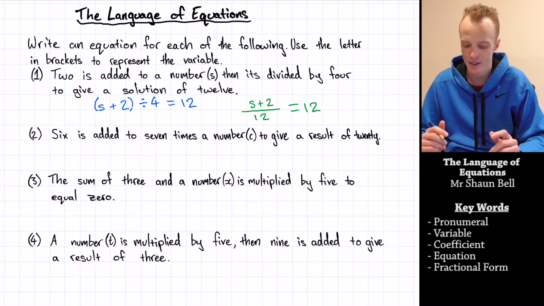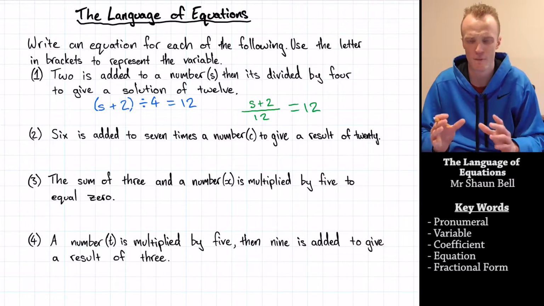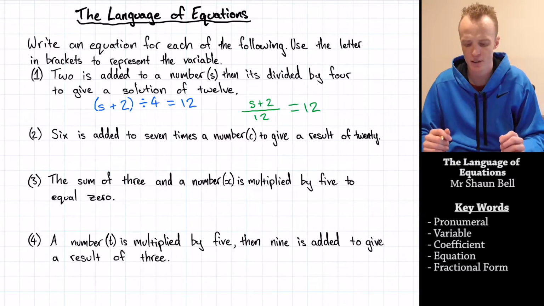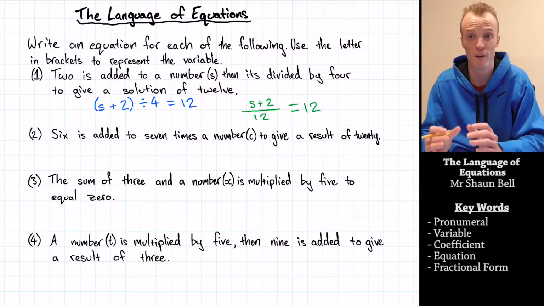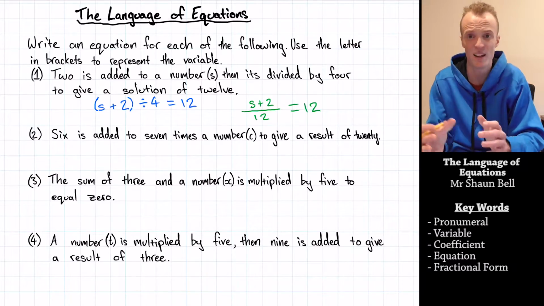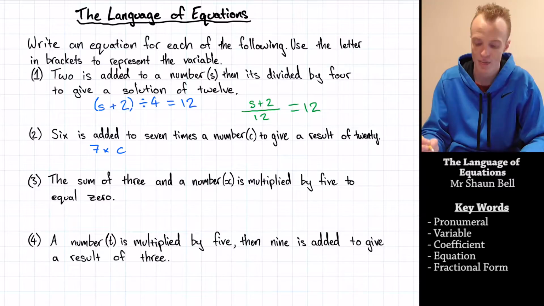That's saying 6 is added to 7 times a number, using the pronumeral C, to give a result of 20. Let's break this up to that first bit. 6 is added to 7 times a number. What that's saying is we're going to do 7 times a number first, then whatever that equals, we're going to add 6. So let's write that down. We're going to do 7 times a number, using our pronumeral C, then we're going to add 6.